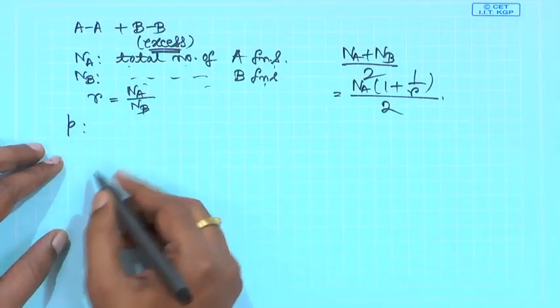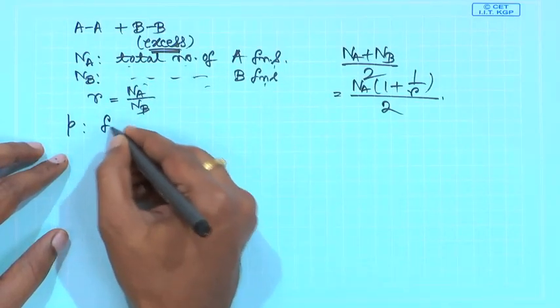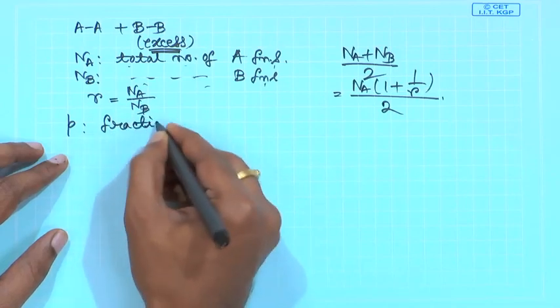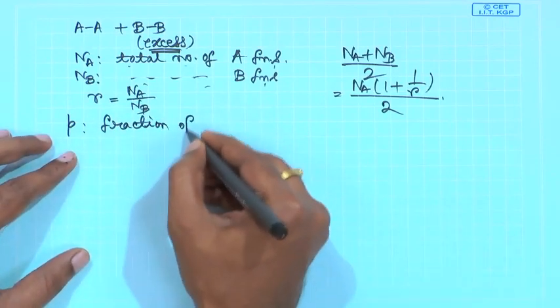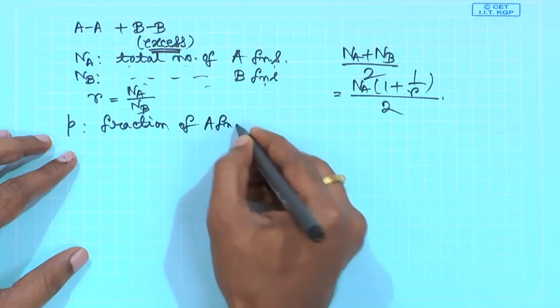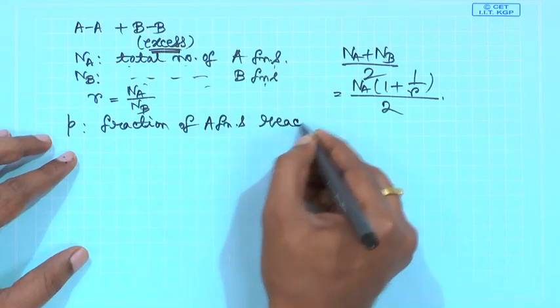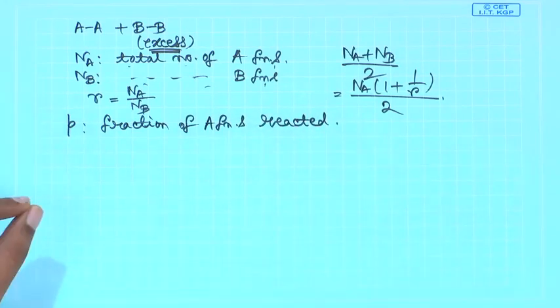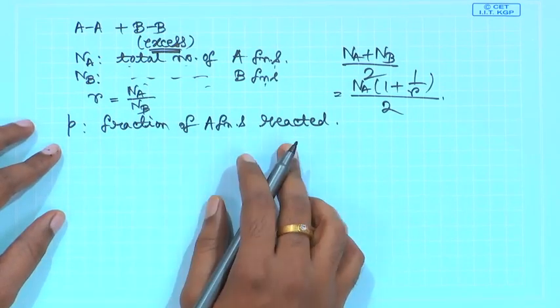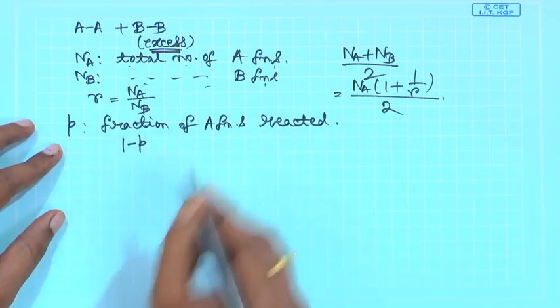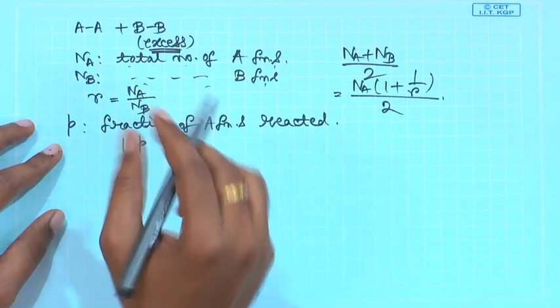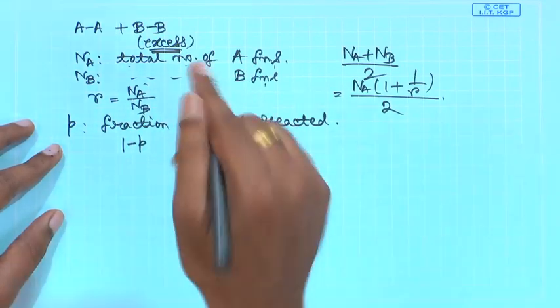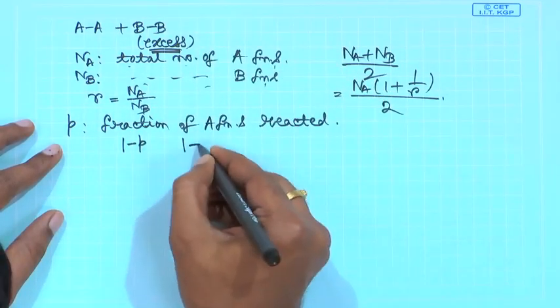Now, let us say you have done the reaction to an extent P, which is the fraction of A functions reacted. Then how much fraction of A functions is not reacted? That is 1 minus P. This much fraction of A function is not reacted. How much fraction of B function is not reacted? That is 1 minus Rp.